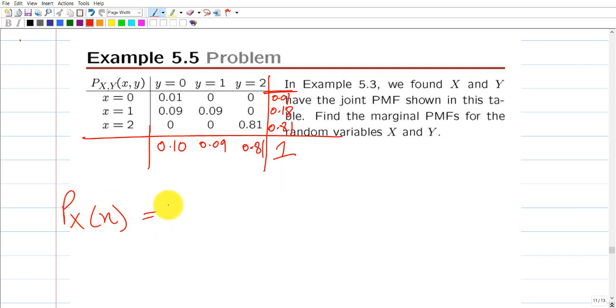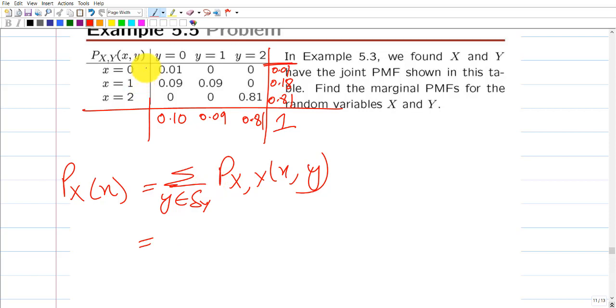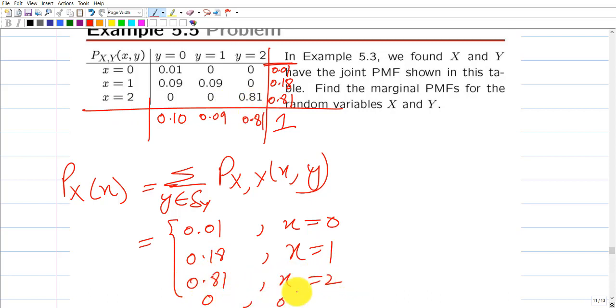Now it is quite easy to write. P_X(x) would be simply, if we write this formula, the sum over y that belongs to the range of y, which is 0, 1, 2, of the joint PMF. We have to add all the values for them. So X could be either 0, 1, 2. For x equal to 0 and for all values of Y, it is 0.01. For x equal to 1, for all values of Y, it is 0.18. And for x equal to 2, it is 0.81, and 0 otherwise.